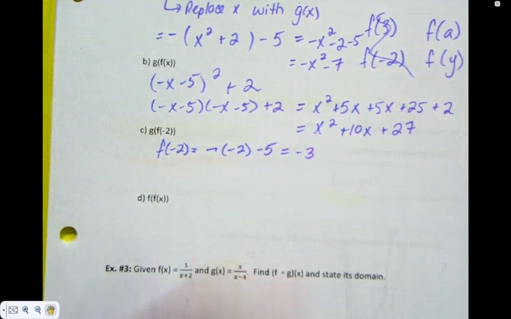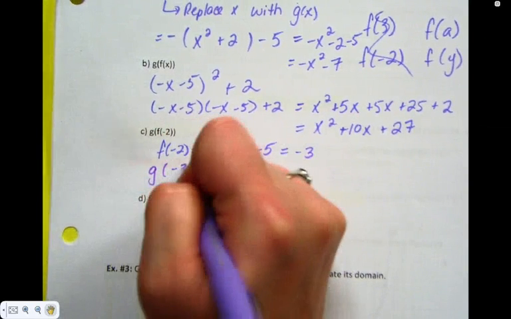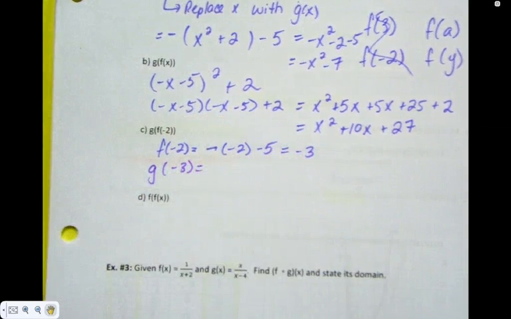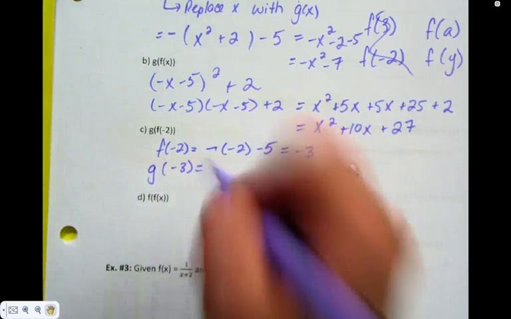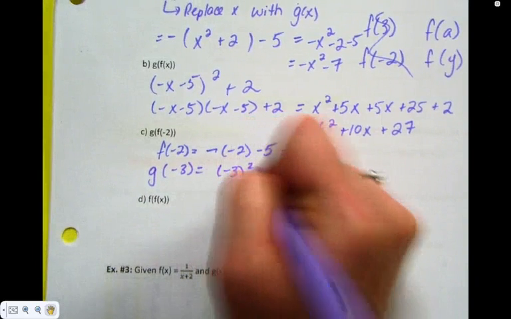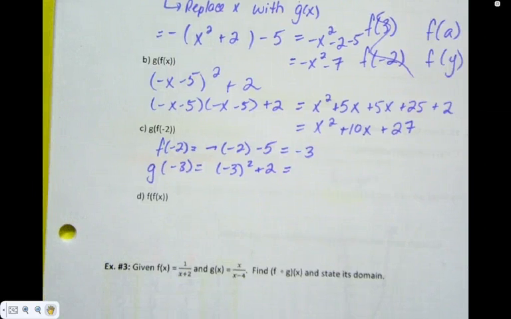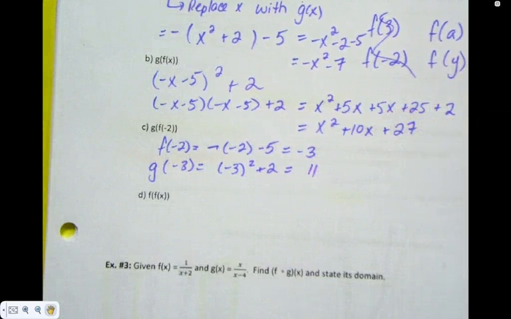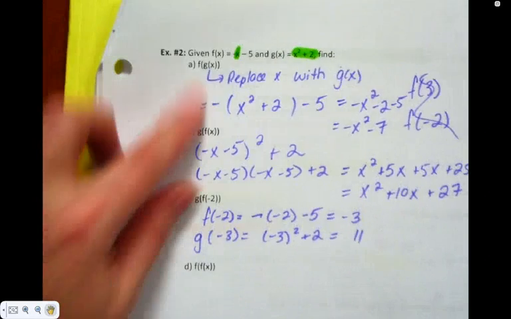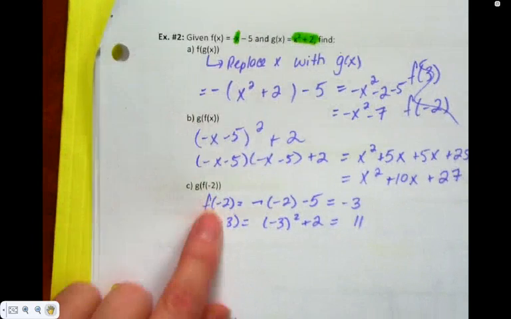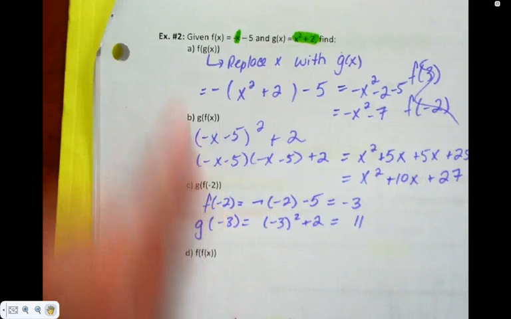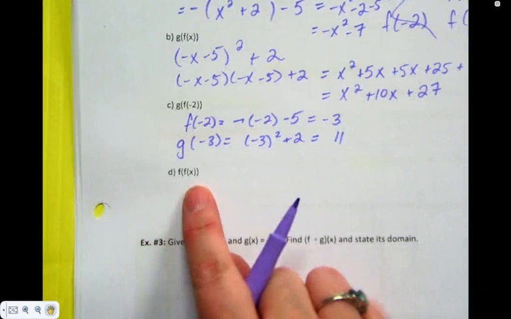That's step 1. Step 2 is saying take the g function and evaluate that negative 3. So going to the g function, taking x out, putting negative 3 in. Simplifying, I heard 11. Confirm 11. Do you see the difference when it's got an x on the inside and when it's got a number on the inside?